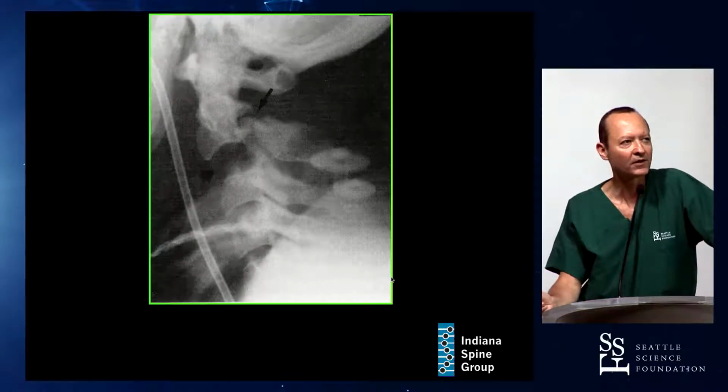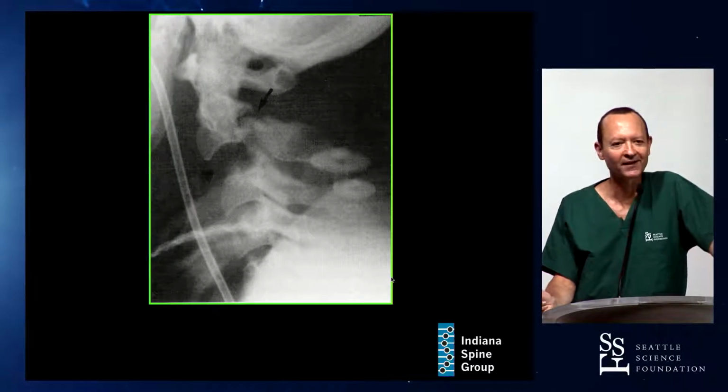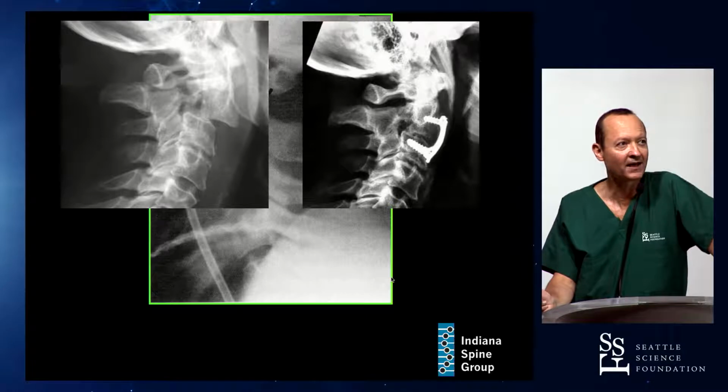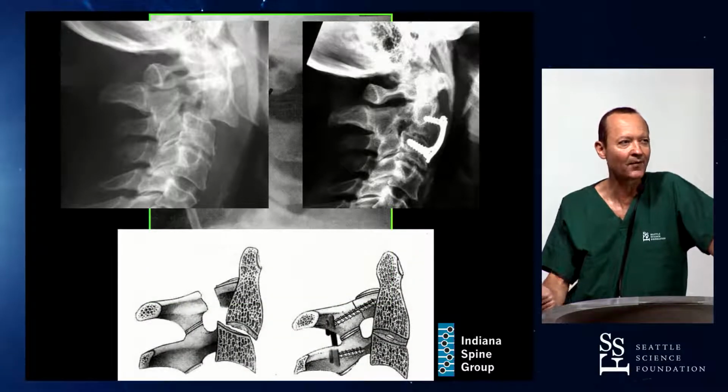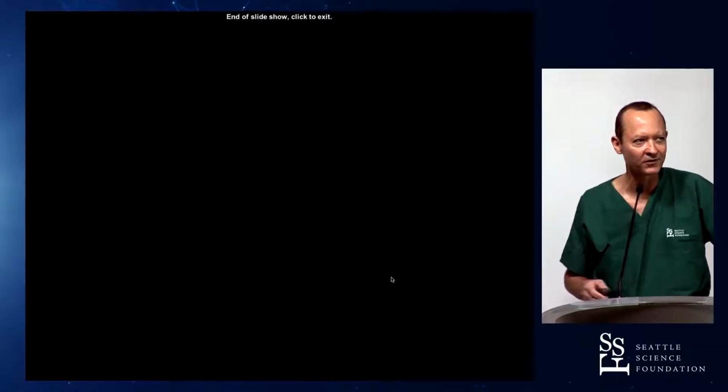So the question about displaced Hangman's fractures: should they be treated with a halo? I think that's becoming less and less common now because of the difficulty in keeping them reduced, and also the issue of halo treatment. And whether they be treated anteriorly or posteriorly, my preference is to treat these posteriorly with the construct that I showed you last night. Thank you so much for your time and attention.